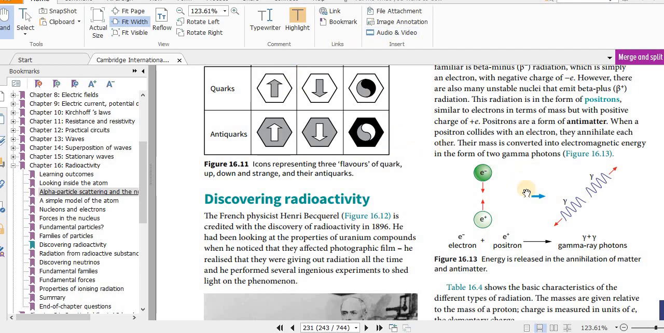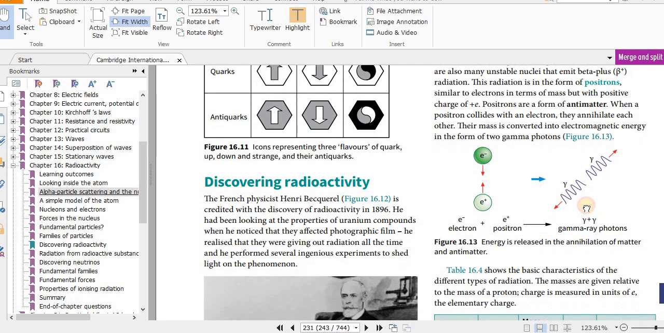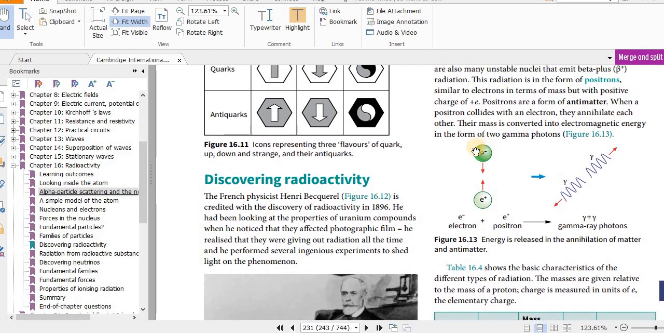Here I am using the Cambridge textbook. You can see it right here. This is the electron and this is the positron. Positron is the antiparticle of electron. Antiparticle basically has the same mass but opposite charge. When these two come together, they annihilate. Energy is released in the annihilation of matter and antimatter. So this is matter and this is the antimatter. What happens? It becomes gamma ray photons.